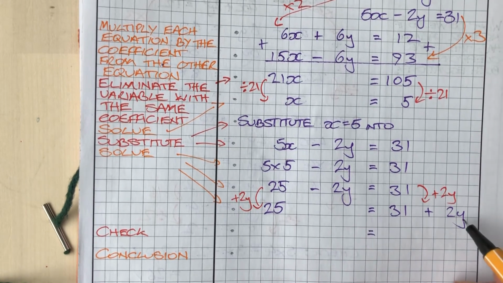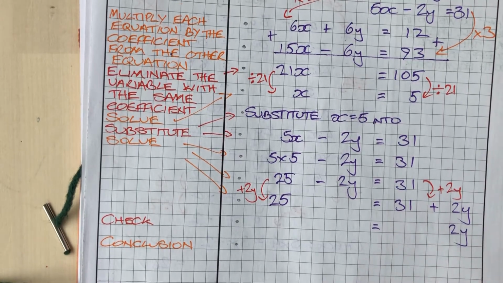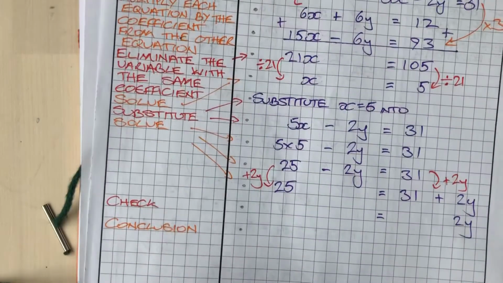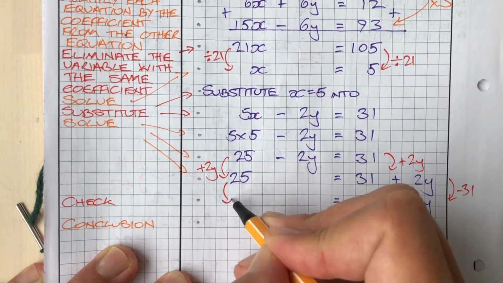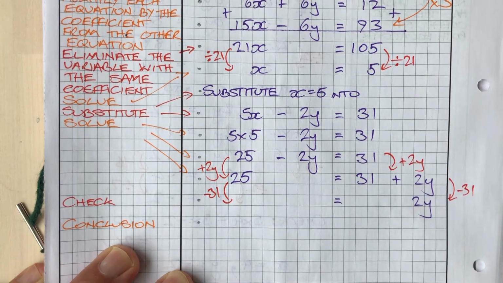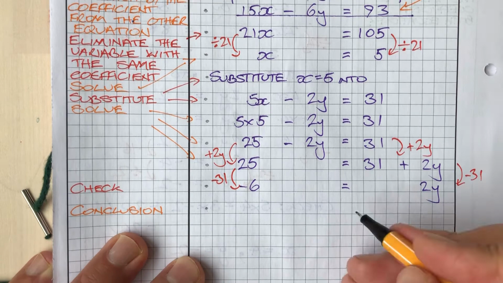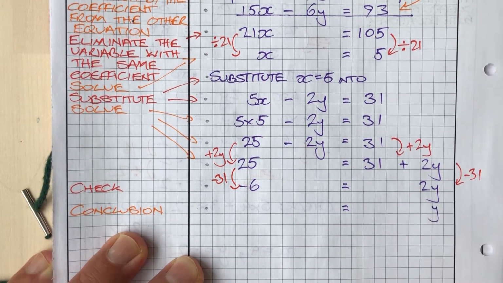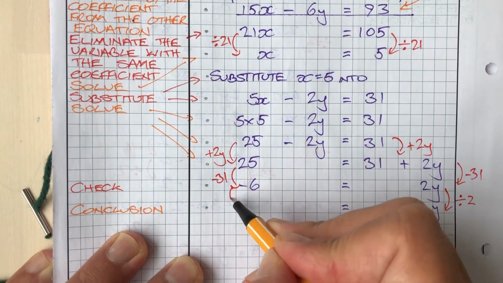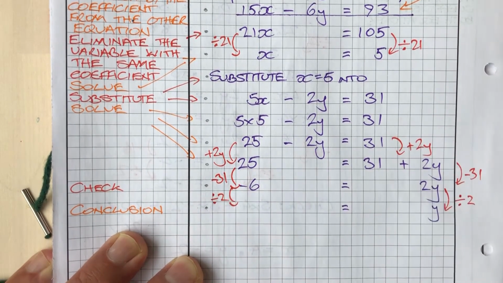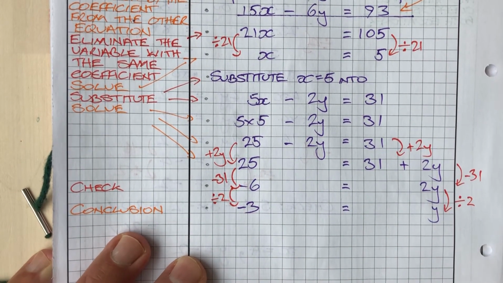Now I've got my number times 2 and add 31. I don't want the add 31. Get rid of that by taking away 31 from both sides. That gives me negative 6. I don't want my number times by 2, so get rid of the times by 2, divide by 2, both sides, and you get negative 3 here. Y is negative 3, hopefully you got that.